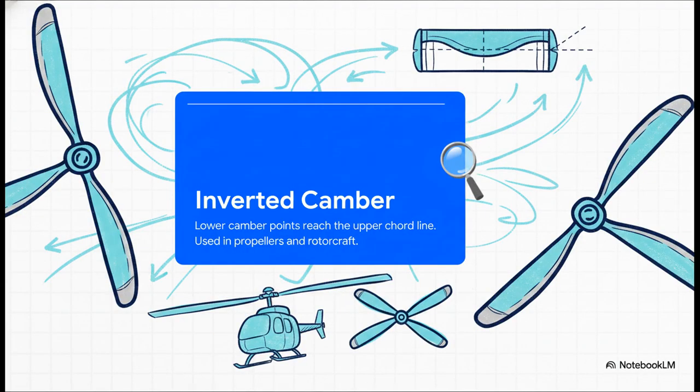Now, one really specialized shape out there is the inverted camber. This is where points of the lower camber actually curve so much they reach all the way up to the upper chord line. And here's a surprising fact. You almost never see this on a standard airplane wing. Inverted cambers are actually mostly used in the specific design of propellers and rotorcraft.